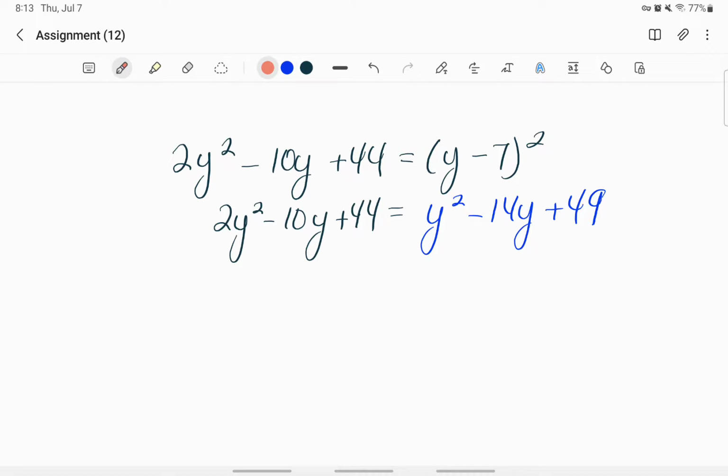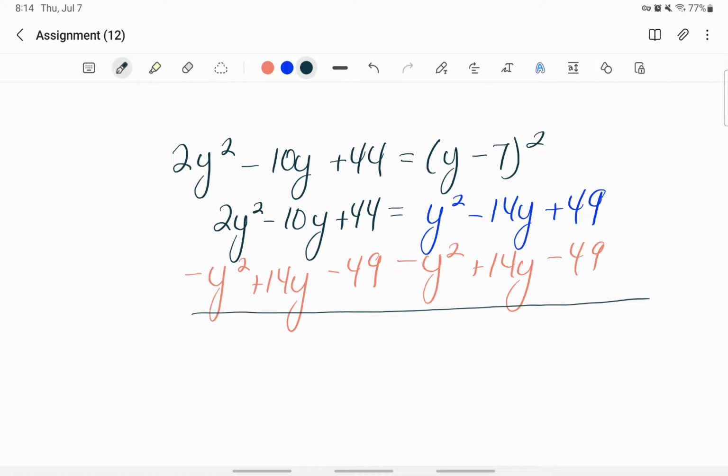And what we're going to do is move everything to the left side. So subtract both sides by y squared. Add 14y to both sides. Minus 49 on both sides. And the reason why we're doing that is because we want to have one side equal to 0, so then we can find the solutions for y.